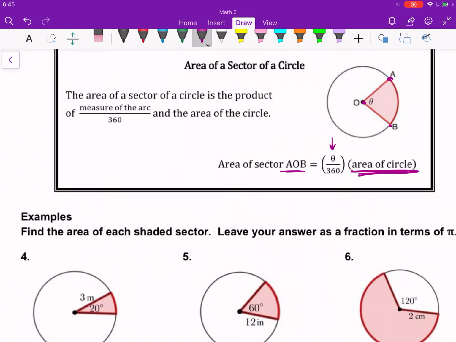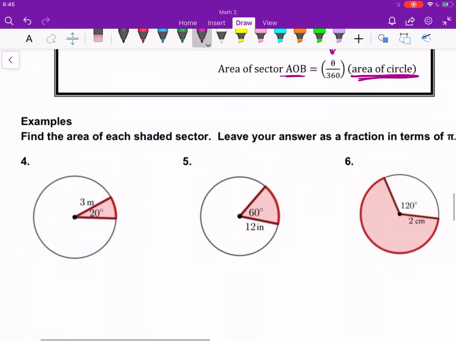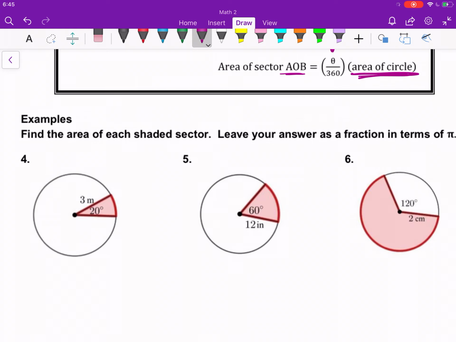Now that we know how to find the area of a sector of a circle based on the equation, let's actually apply it with some problems. Okay, so number 4, I want to make sure that equation is still up there while I do number 4. One of the things we need to know is our theta. So our theta would be this 20 degrees because that's also the arc measure.